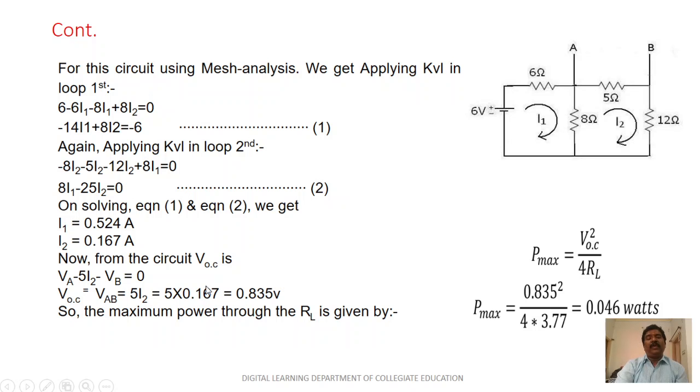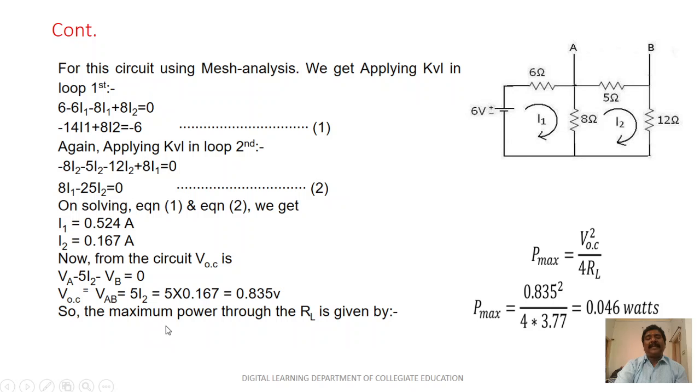Now from the circuit, VOC is VA minus 5I2 minus VB. This is the total value of the open circuit voltage, so VAB is equal to 5I2. VAB is nothing but VOC. So 5 times I2 gives the voltage across VAB, that is 5 into 0.167, which gives 0.835 volts. That is what is called the Thevenin's voltage or open circuit voltage.